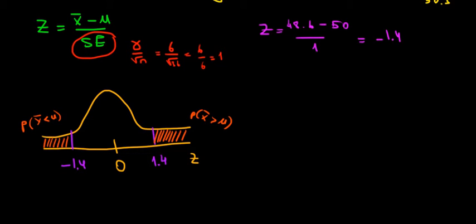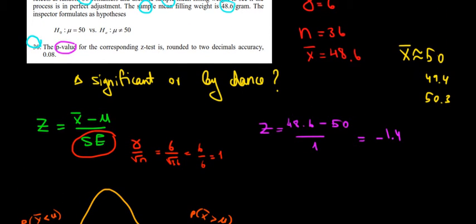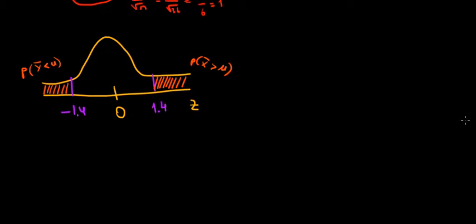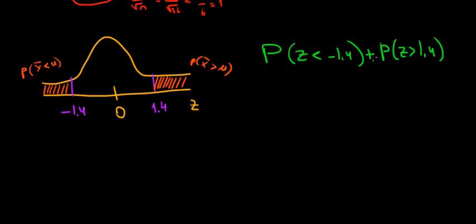And if we have a look at the hypothesis, we notice that the alternative hypothesis says that the mean is not 50. It doesn't specify whether it is less than 50 or greater than 50, meaning that the difference between the sample mean and the population mean might happen in either case. It might happen when it's below it or when it's above it, meaning we have to consider both these probabilities. So the total p-value that we're looking for is going to be the probability that z is less than minus 1.4 and the probability that z is greater than 1.4. So we're looking at these small tails together.